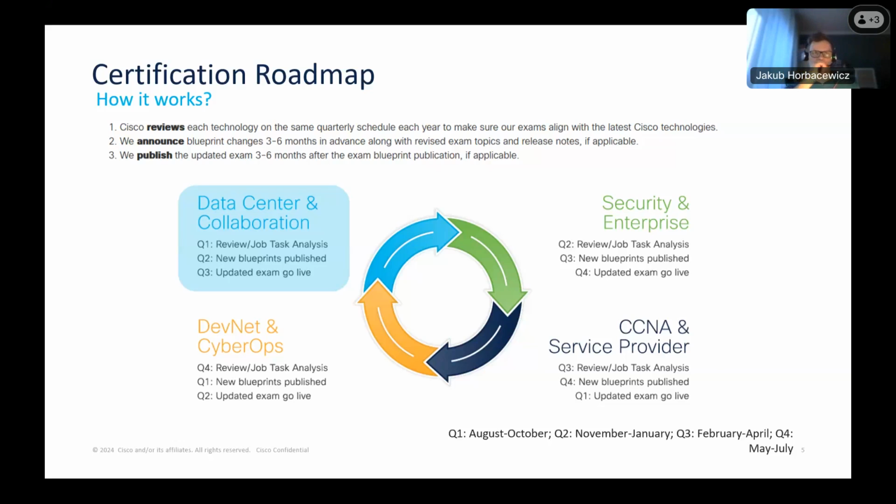But here's the tricky part. At Cisco, we don't follow the regular calendar year. Instead, we use a fiscal year, which is different, right? This means that Q1 is from August to October, Q2 is November to January, Q3 February to April, Q4 May to July.